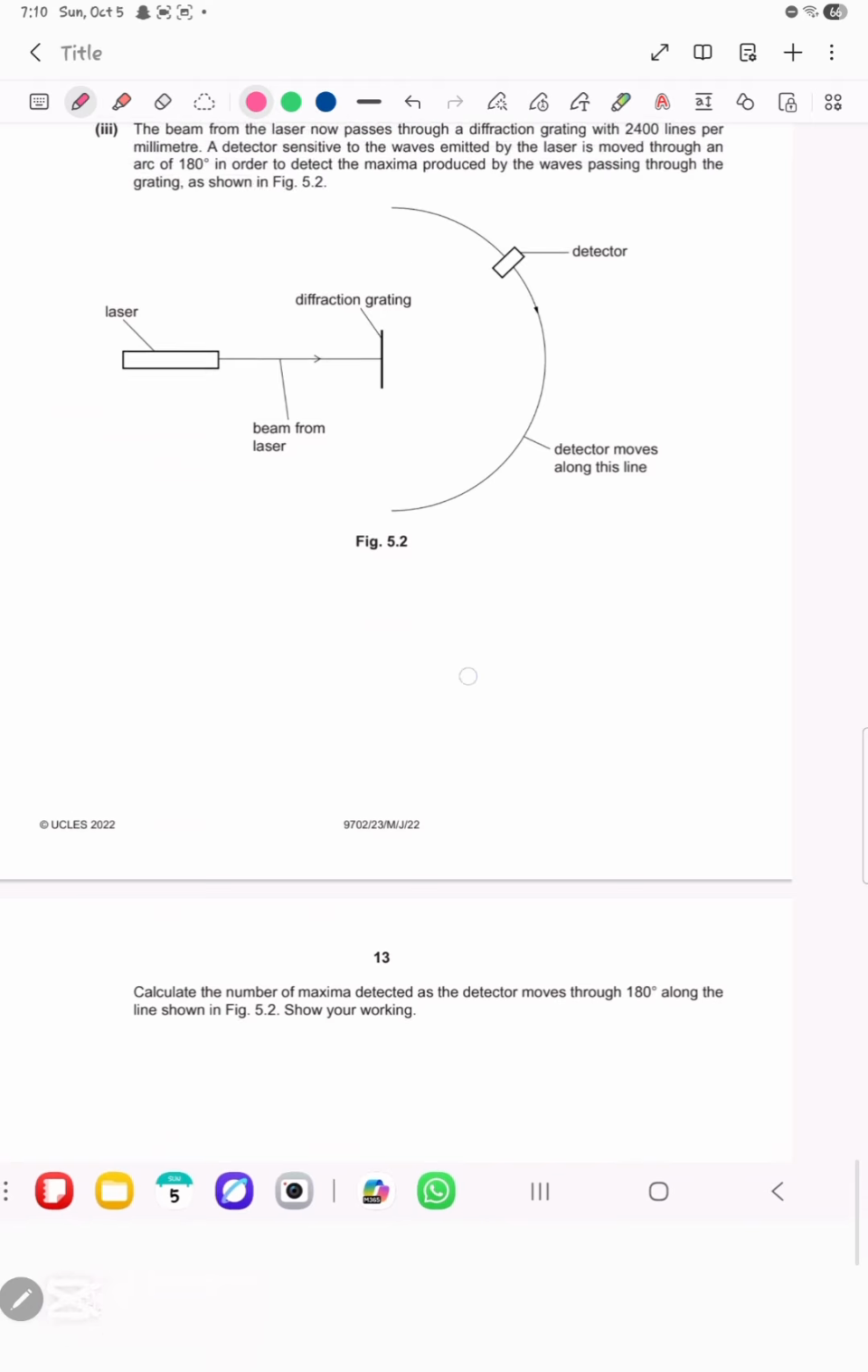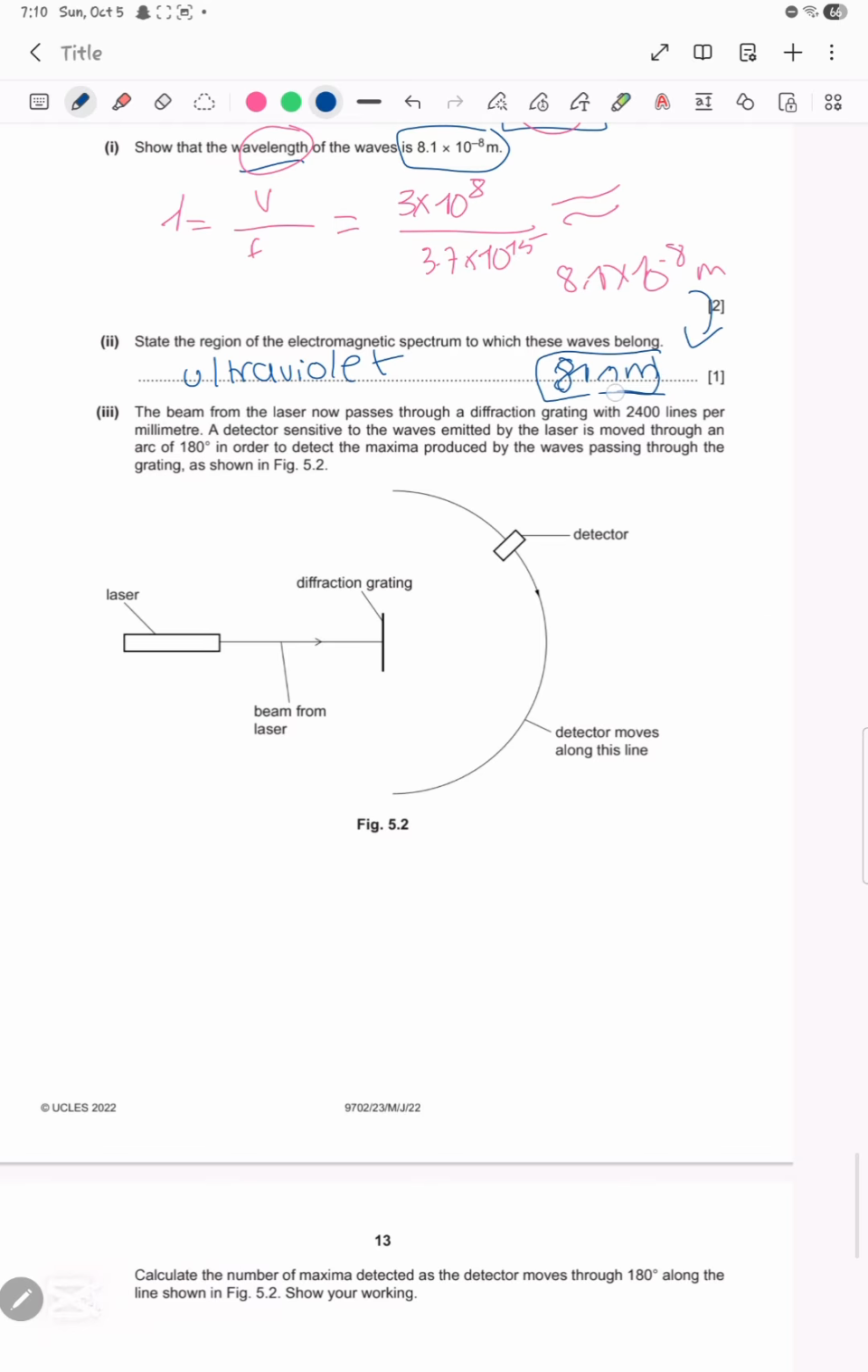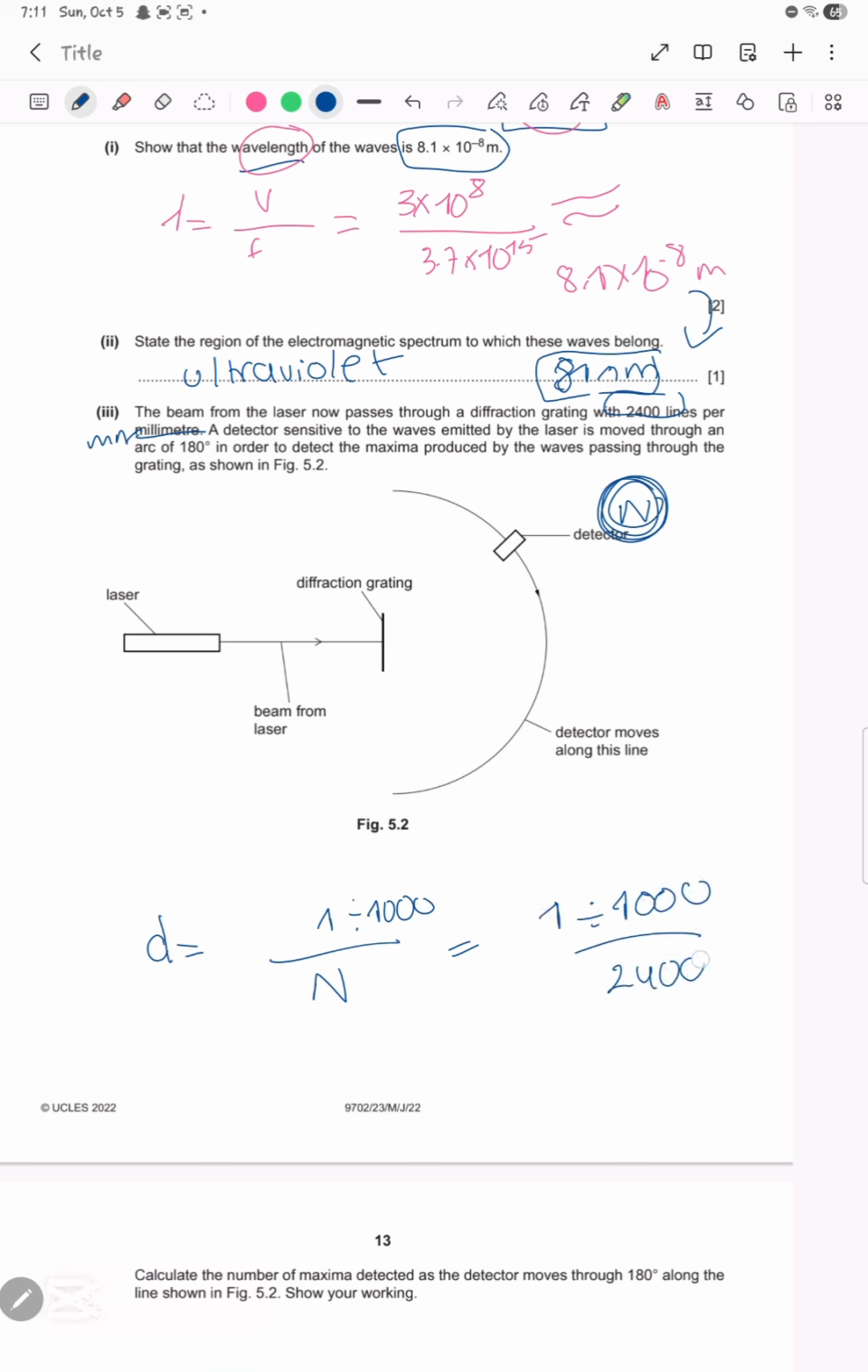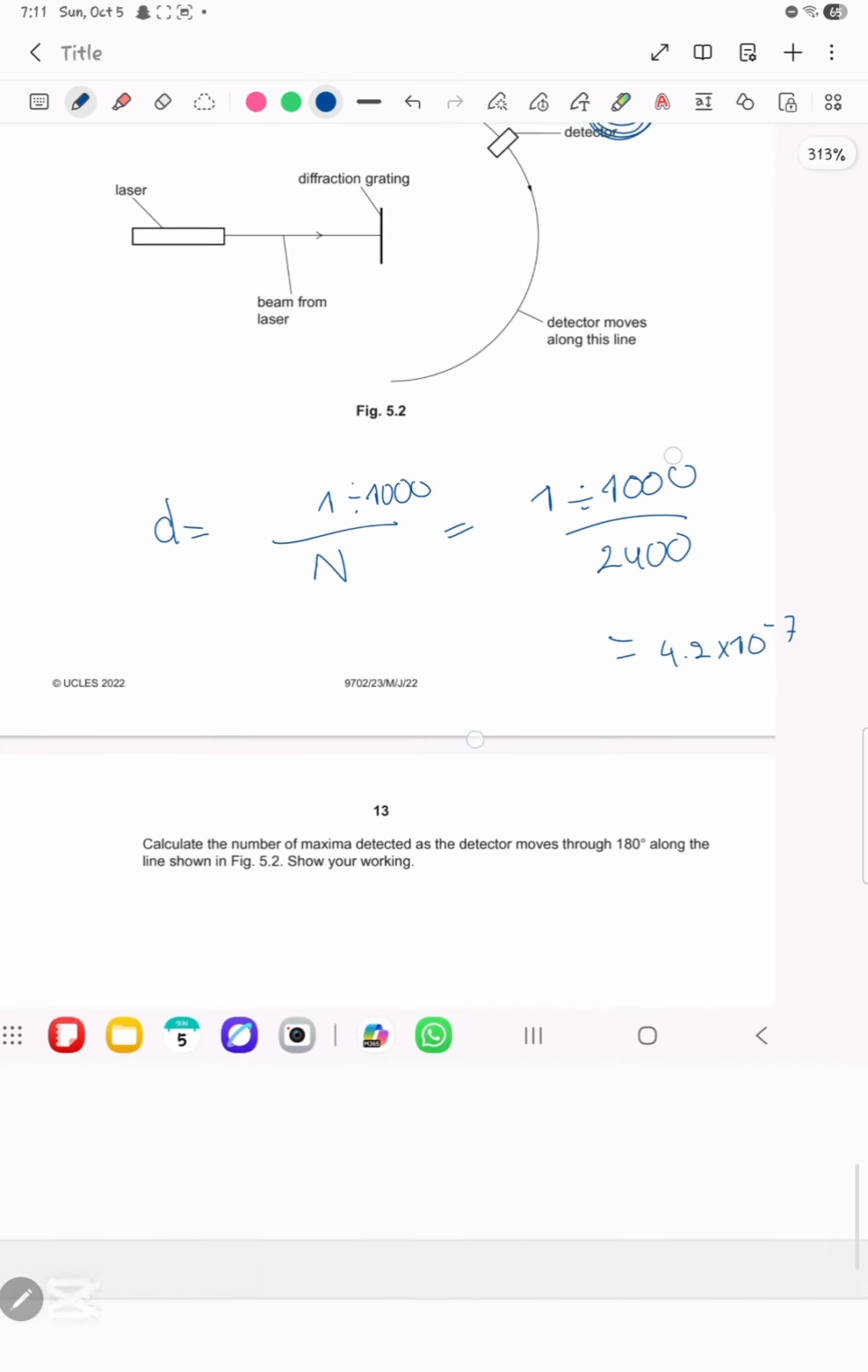So very simply, if we go back up, we notice that they gave us n, and it is per millimeter. So how do we find d from n? d is equal to 1 over n. Of course, it needs to be in meters, so you divide by 1,000. So it's 1 divided by 1,000 over 2,400 lines, and this gives us 4.2 times 10 to the power of minus 7. So this is how we get d.